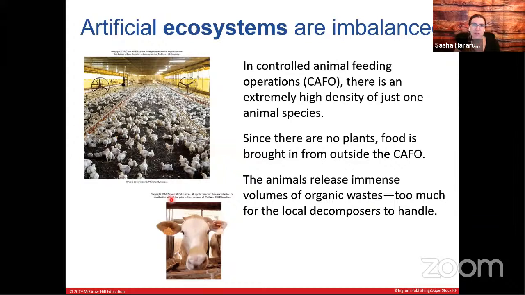These kinds of things are called concentrated animal feeding operations, or CAFO. There is an extremely high density of just one animal species, and there are no plants within these ecosystems, so there is nothing for them to feed on. Food is brought in from outside of this artificial ecosystem. The animals release a huge amount of organic waste, like poop, too much for the local decomposers to handle. Technically, on the floor of this chicken farm there is a lot of poop and a lot of dead organic matter, some remains of feed and so on.